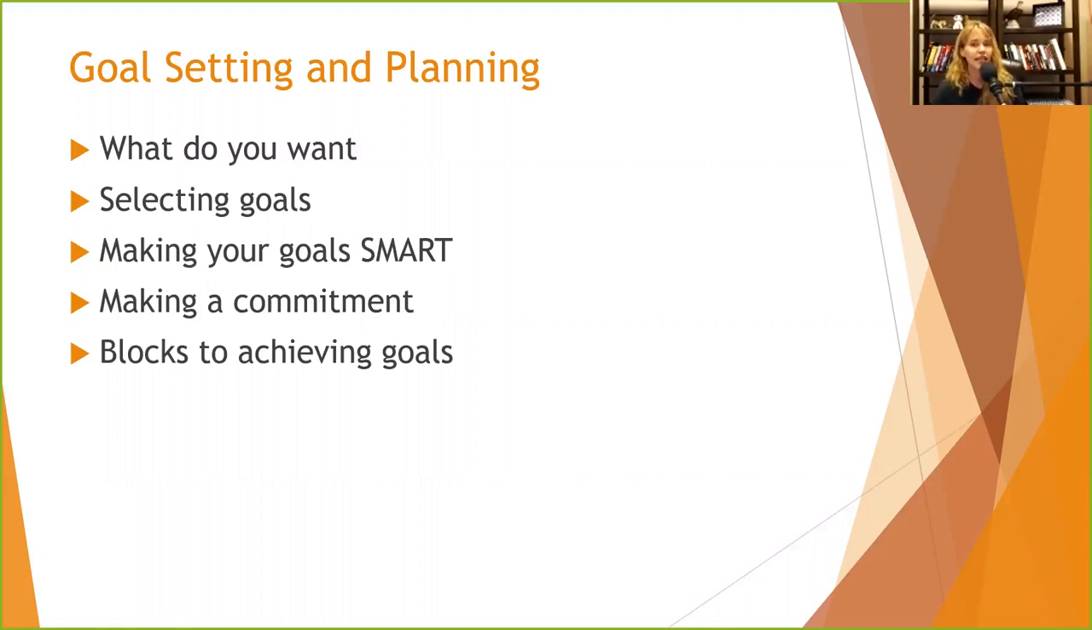We talk about making a commitment and identifying blocks to achieving goals. Goes back to that decisional balance exercise again. What are the things that might prevent you from achieving your goal? What are the reasons you might not want to achieve your goal? What were the benefits to the old behavior? And it's important that people identify what benefits the old behavior had.